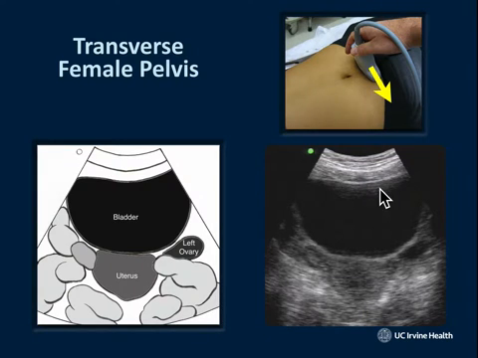And you can see here in the female pelvis, not only do we have the bladder, but we've also got the uterus and maybe the ovaries seen out here as well. The anterior cul-de-sac or vesico-uterine pouch should be here. The posterior cul-de-sac or recto-uterine pouch is back here.